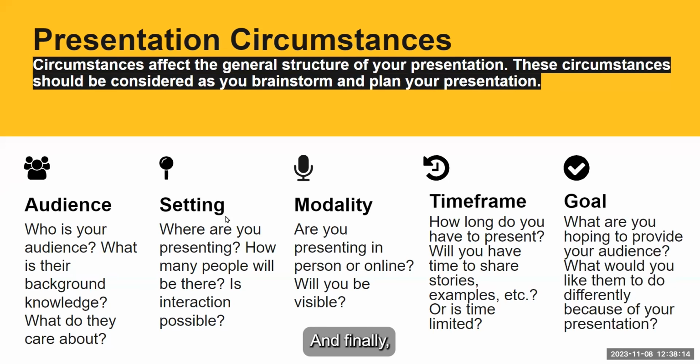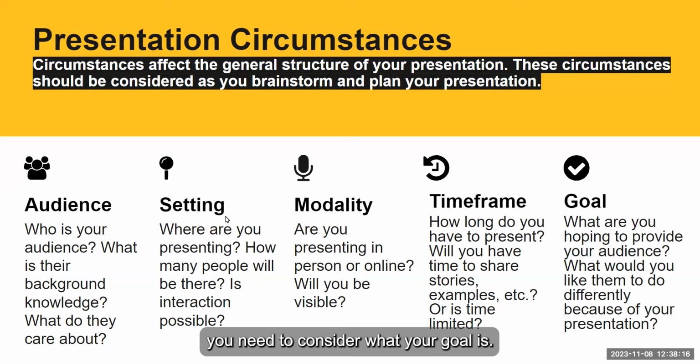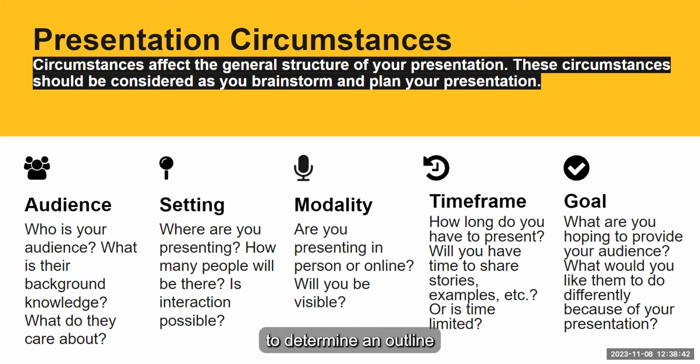And finally, you need to consider what your goal is. You want to ask yourself, what are you hoping to provide your audience? What would you like them to do differently because of your presentation? A thorough examination of these circumstances will help you start to determine an outline for your presentation.